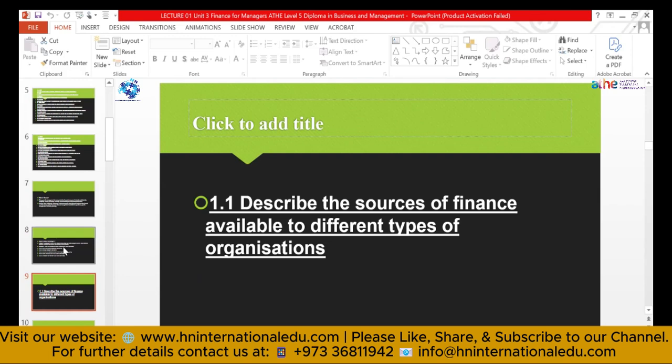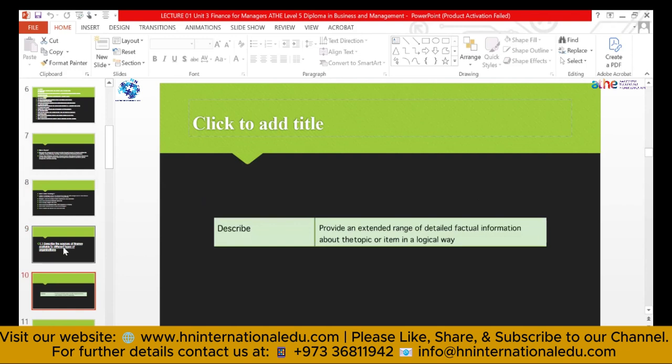LO1, assessment criteria 1.1: describe the sources of finance available to different types of organization. Sources of finance is the heading in the indicative content, and the types of organization is given there as well. So there are two headings in one question, and we are going to write it up. The command verb is describe, and we are going to follow it. That is, provide an extended range of detailed factual information about the topic or the item in a logical way.